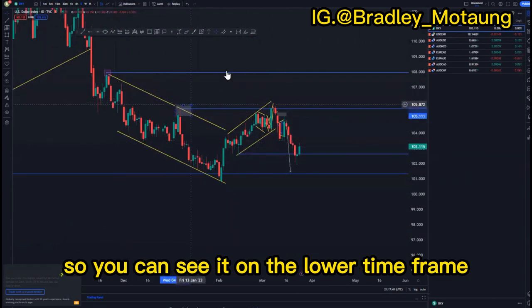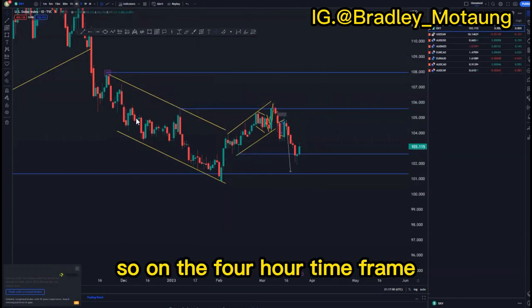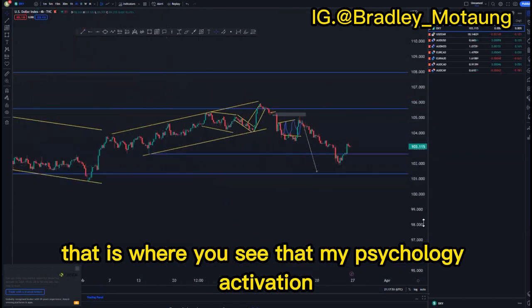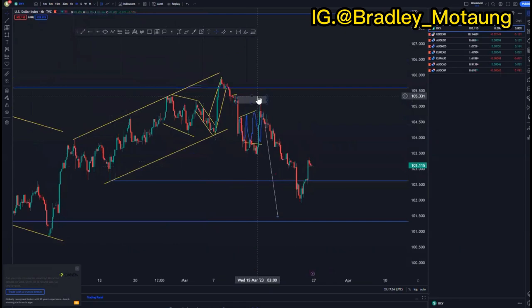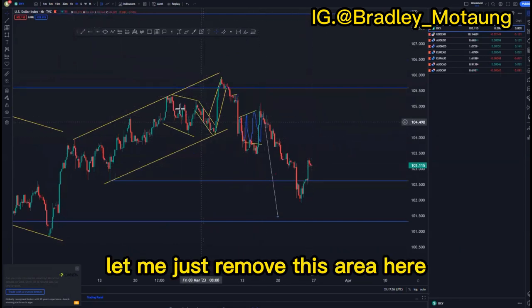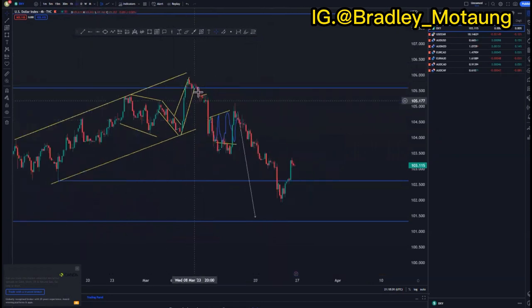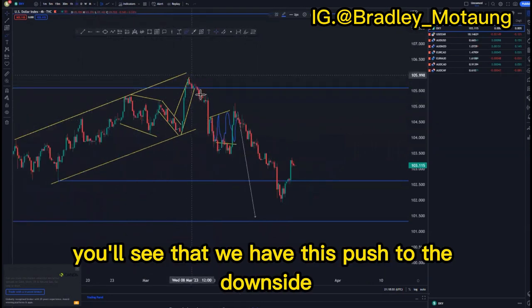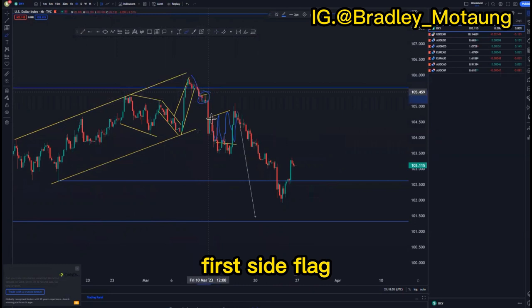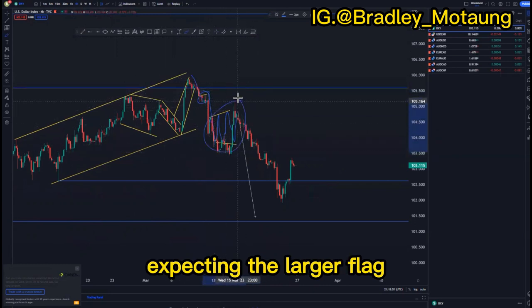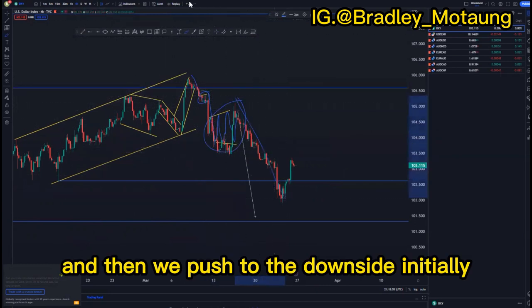So you can see it on the lower time frame. On the 4 hour time frame, that is where you'll see that mass psychology activation. Let me just remove this area here. So we had the mass psychology in form of an ascending channel. And then on the hour time frame, you'll see that we had this push to the downside. First tight flag pushed to the downside, expecting the larger flag, and then we pushed to the downside initially.